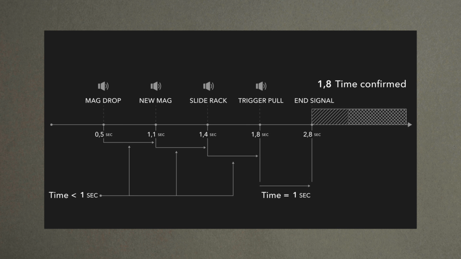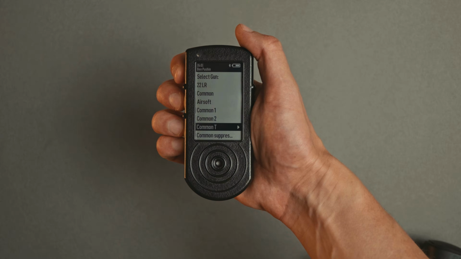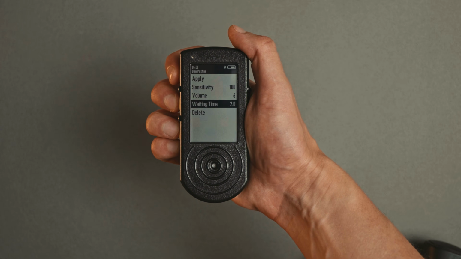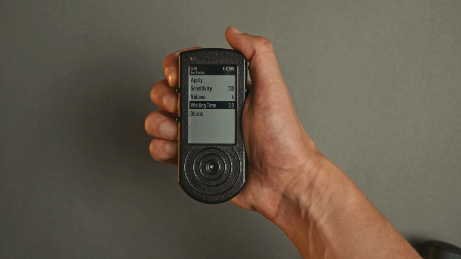1.4 seconds, slide racking sound. Same as with the previous sound. At 1.8 seconds, you pull the trigger and freeze for 1 second after that. Timer registers this sound and starts counting 1 second. And since you didn't make any more sounds after the trigger pull, it acknowledges this sound and gives an end signal. This way you don't have a pile of unusable time codes, only the actual time of execution. You can also program the timer to your needs by adjusting the waiting time.